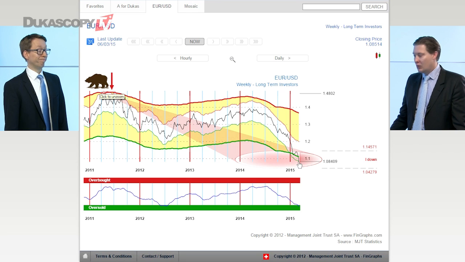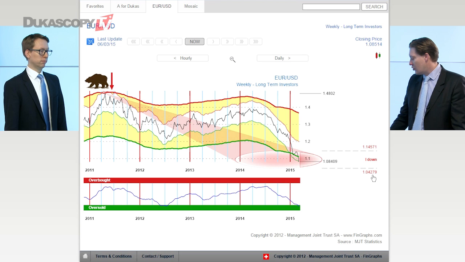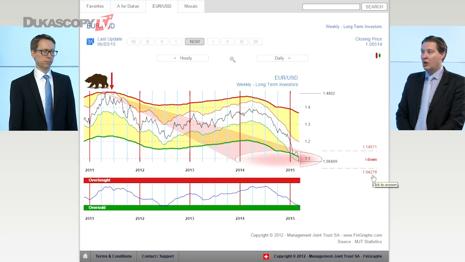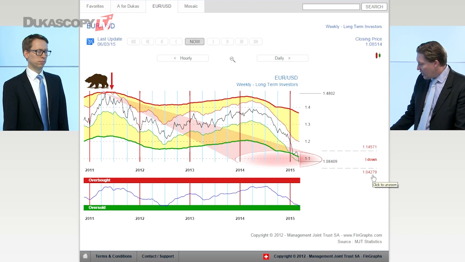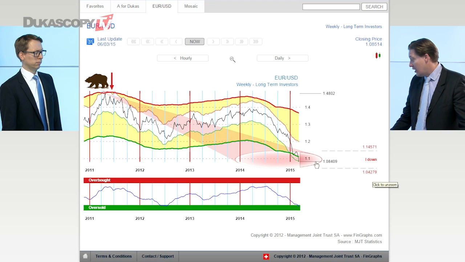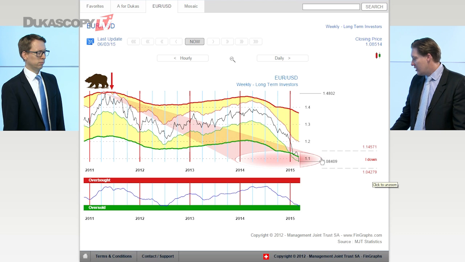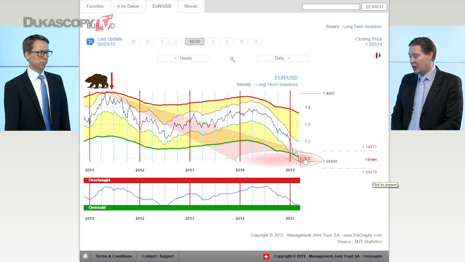Where do we go next? Well, we're slowly getting into our targets here, but it still has the potential to bring us down to 104 over the next quarter or so. The time allocated for this projection is not quite over yet, and it may extend a bit more. Basically, we haven't reached the full potential yet to the downside.